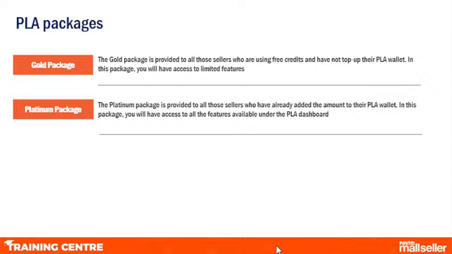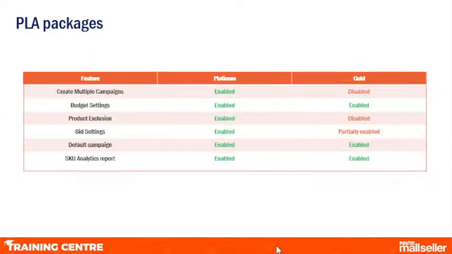Here is a list of features that will be visible to the gold members and to the platinum members. For example, creating multiple campaigns is enabled in platinum but not in gold. You cannot create multiple campaigns in gold. Budget settings, both of them have budget settings. Product exclusions, platinum has exclusions, gold does not. Bid setting, gold has partially fewer settings in bid, platinum has the whole settings in bid. So these are the key features and the benefits that are provided under different packages.